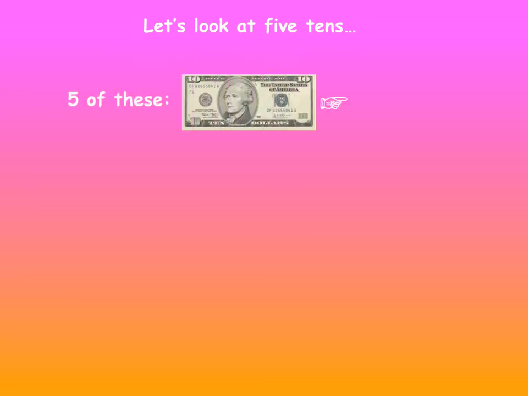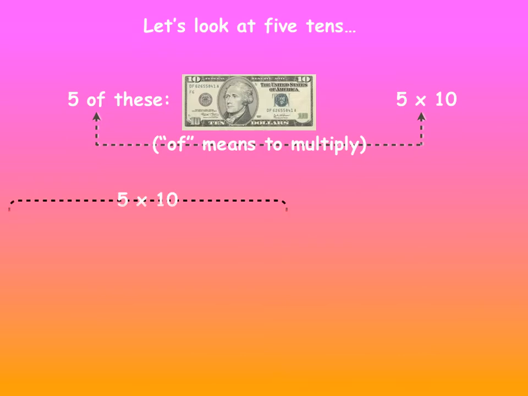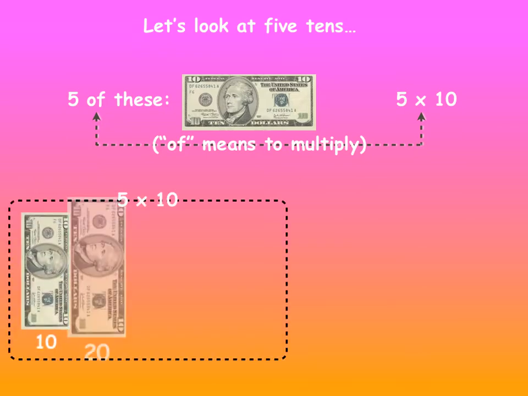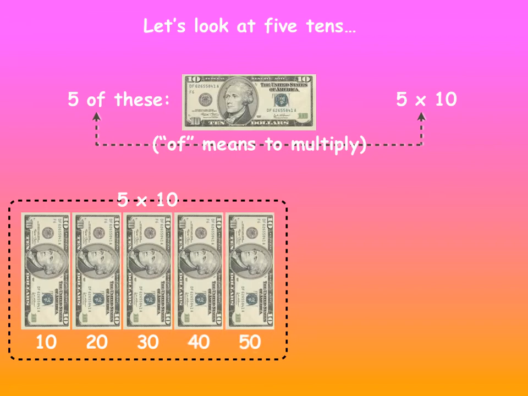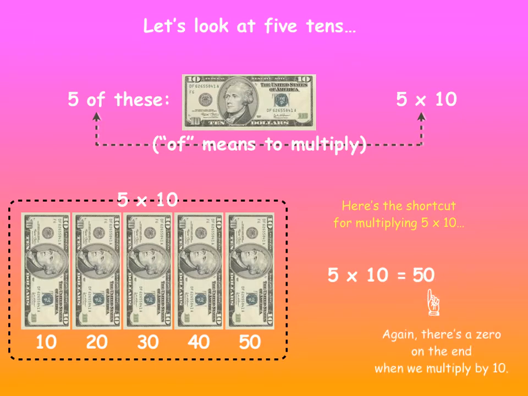Let's look at 5 tens. 5 of these $10 bills we can write as 5 times 10. Again, of means to multiply. And here's a picture of 5 $10 bills. 10, 20, 30, 40, $50. And here's a shortcut for multiplying 5 times 10. Rewrite the number you started with, 5, and then put a 0 after it. Notice, again, there's a 0 on the end when we multiply by 10.